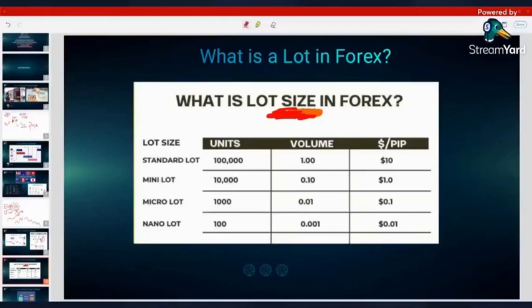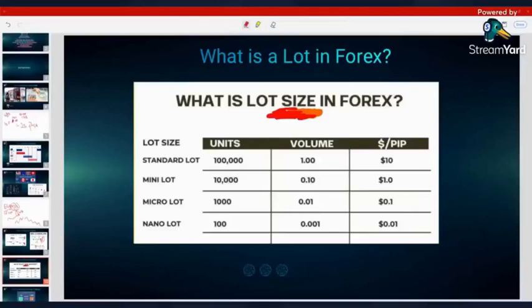on MT4 later. It's like saying, let's say you like a crate of egg. When you buy a crate of egg, you usually buy a carton. One carton includes 12 eggs. So in this case, relating this to egg carton, a standard size for a lot is 100,000 units of currencies. We have the mini, the micro, the nano sizes.